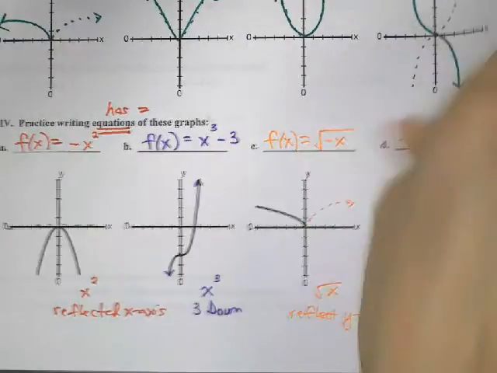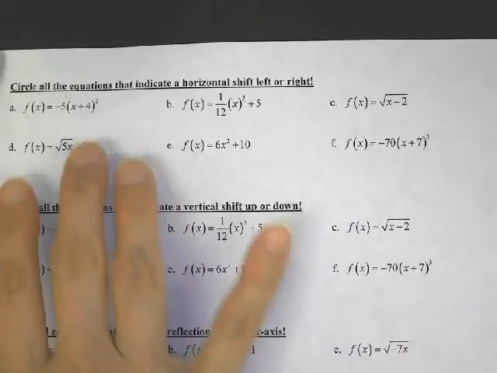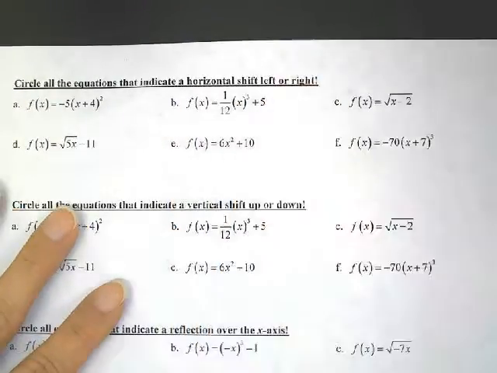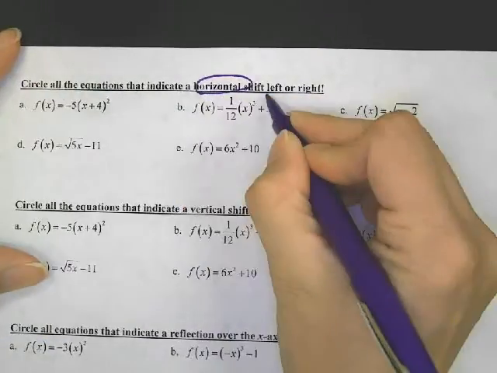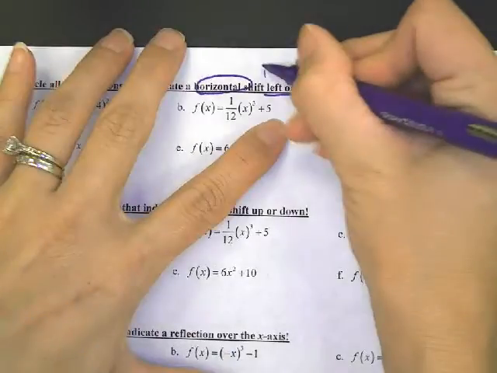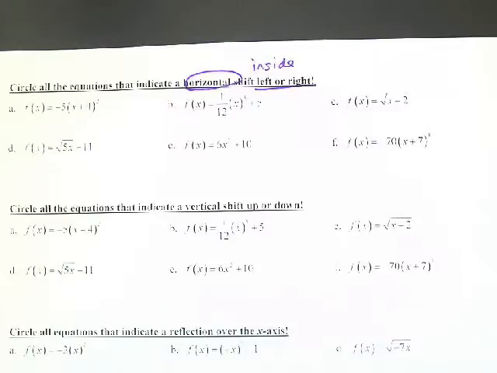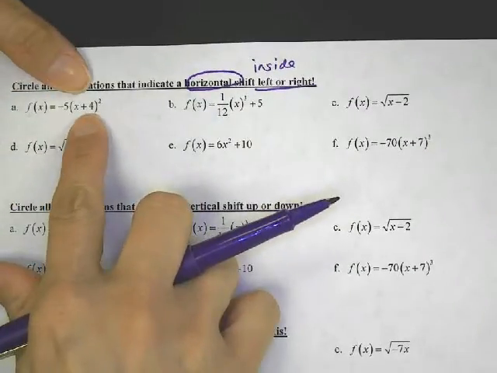Okay, the more you practice with these basics, the better you're going to get. Circle all the equations that indicate a horizontal shift. This is just practicing noticing equations. Horizontal, left or right, is going to be inside. So let's talk about these, and you shout out yes or no, and then your mom will know you're doing your homework. Okay, is A left or right?